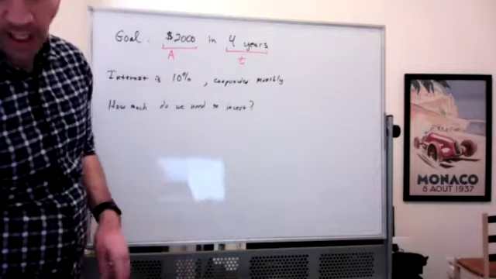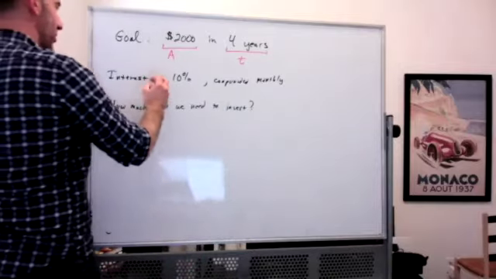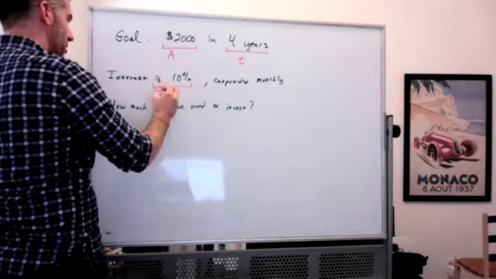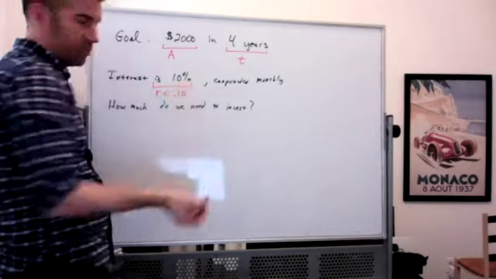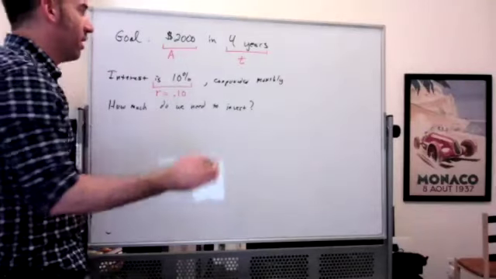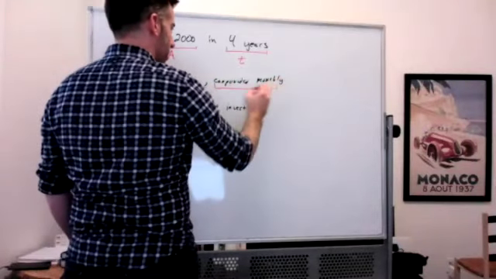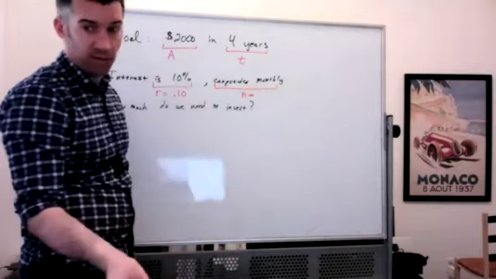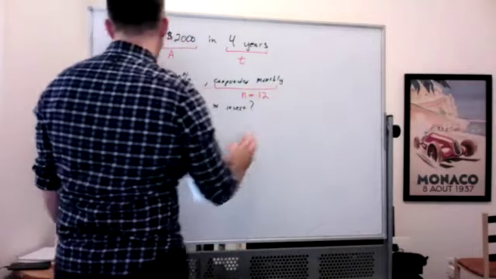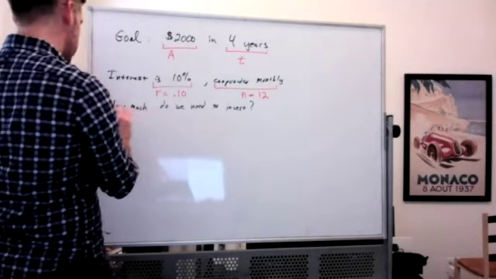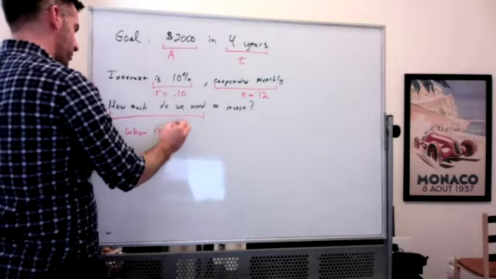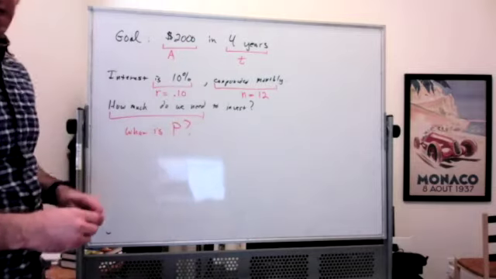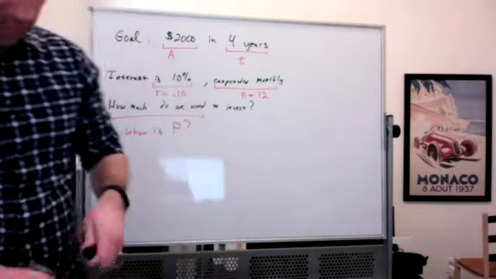Okay, well, again, here's what I know. I know the interest rate is 10%, so I know that this means that my R is equal to 0.10, or just 0.1 if you want to drop off the 0. I know that compounded monthly means that my N, the number of times we're compounding per year, is 12. And how much do we need? That's asking the question, what is the principal? So we've identified all the parts. Now we just have to figure out what's what.